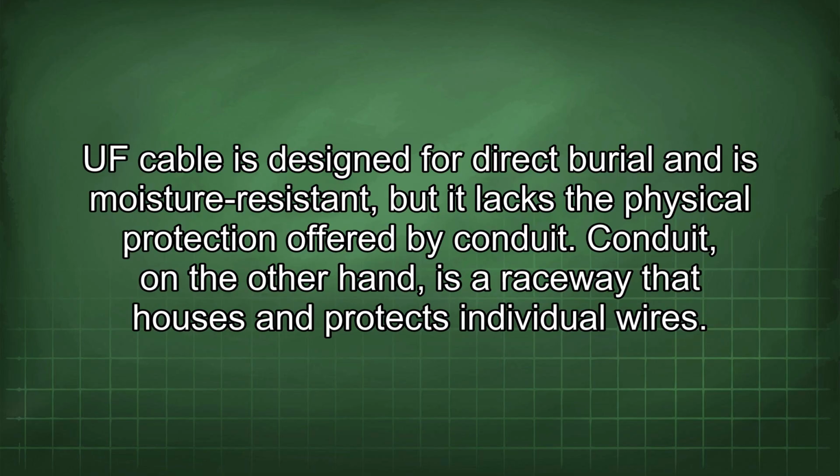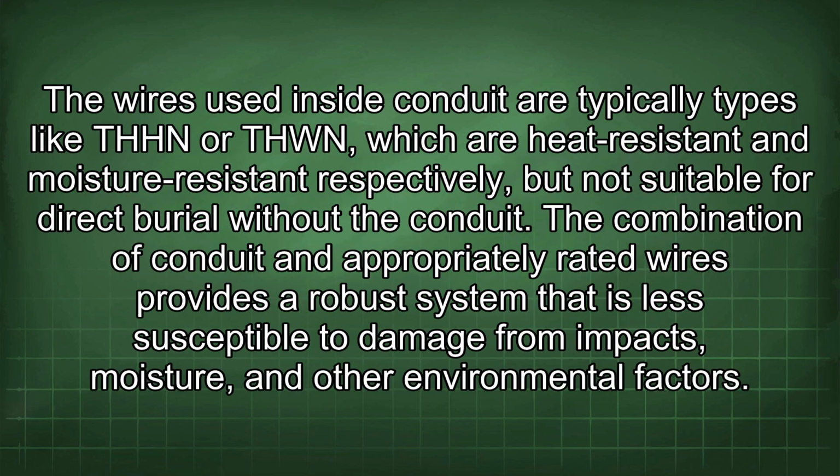UF cable is designed for direct burial and is moisture resistant, but it lacks the physical protection offered by conduit. Conduit, on the other hand, is a raceway that houses and protects individual wires. The wires used inside conduit are typically types like THHN or THWN, which are heat resistant and moisture resistant respectively, but not suitable for direct burial without the conduit.